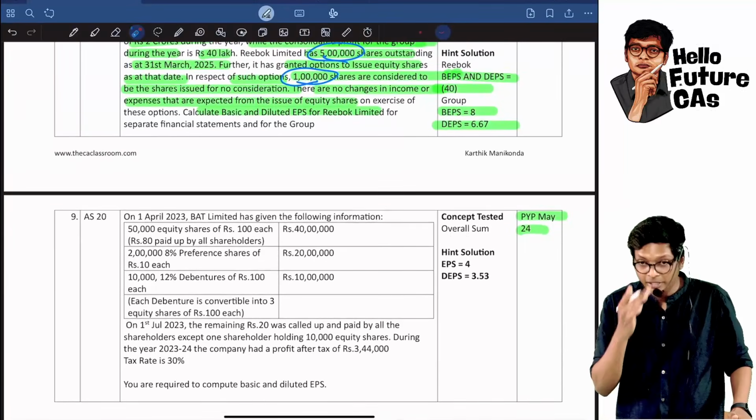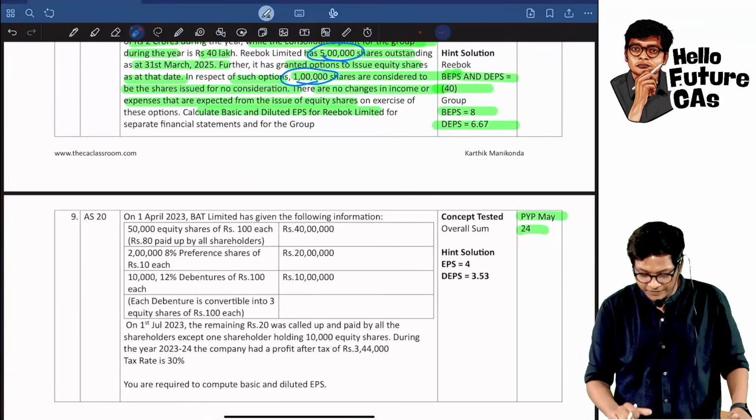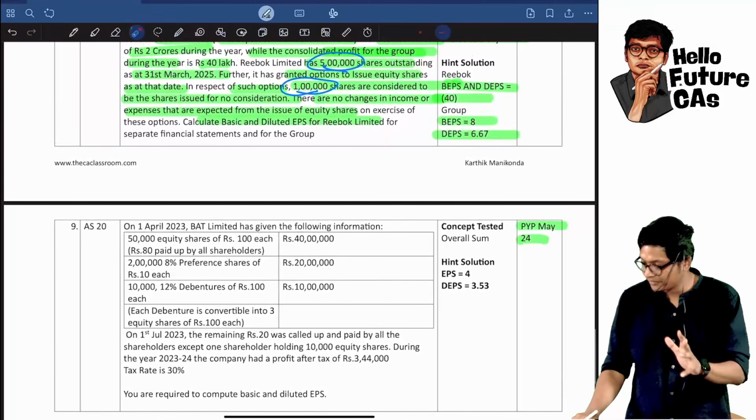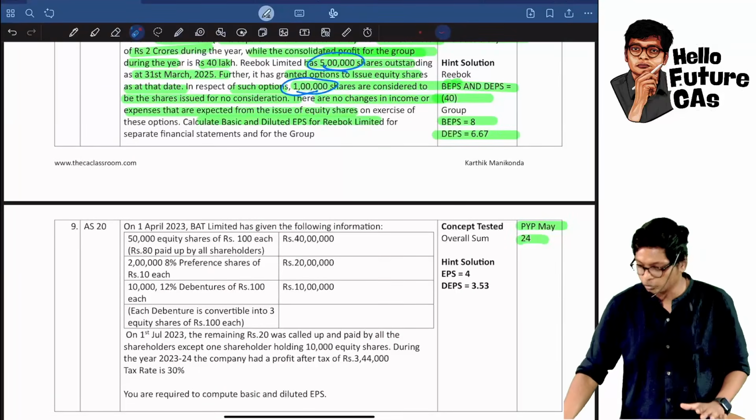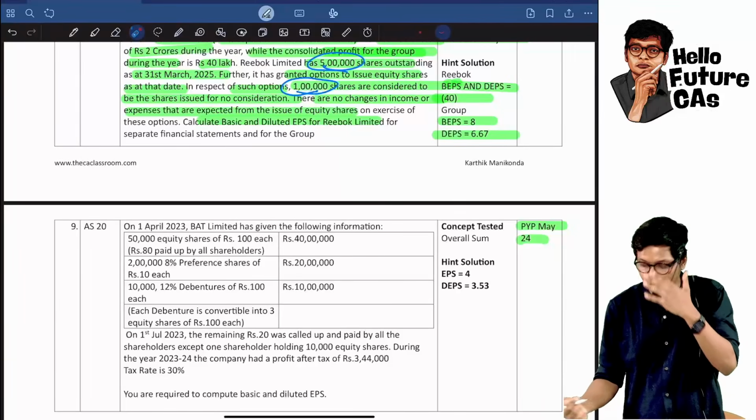Okay. Recording the next 2 sums, you will see in the next video, guys. AS20 alone we will have 3 or 4 videos. I hope you understood so far. If you have not understood, message me separately on WhatsApp.